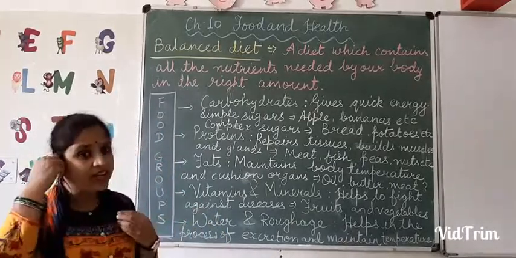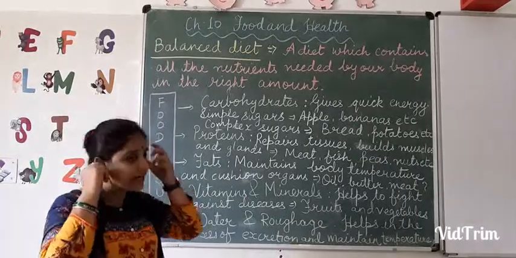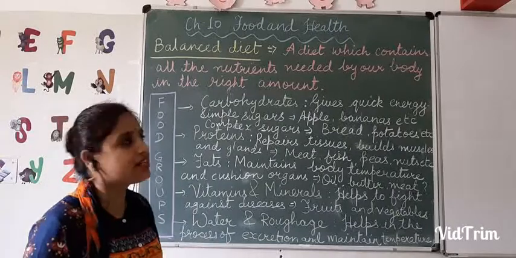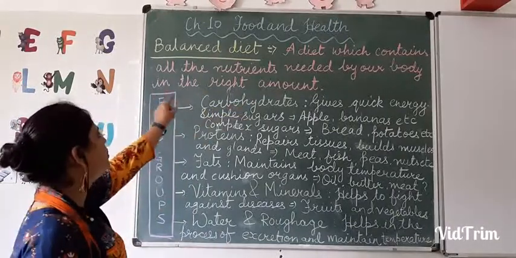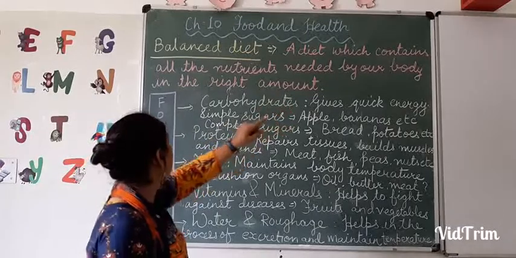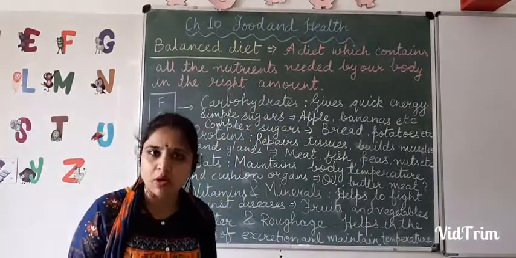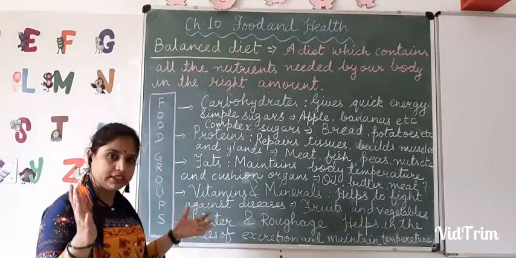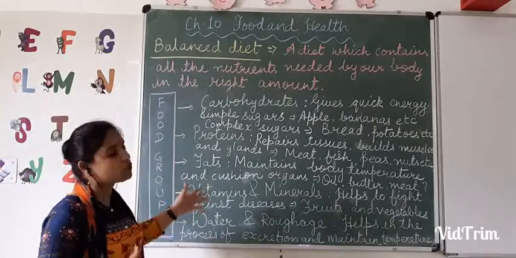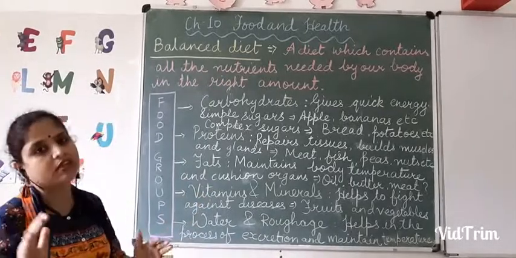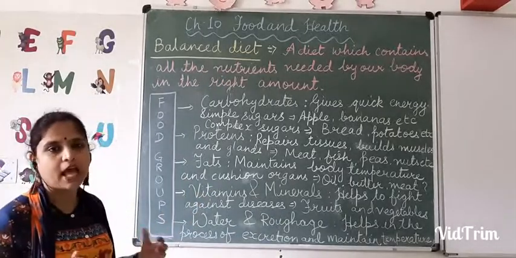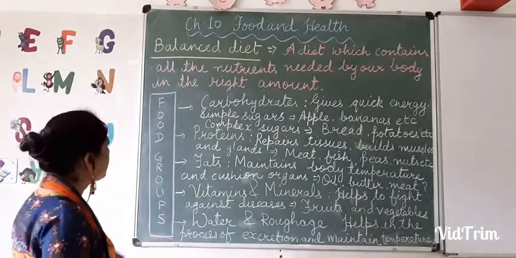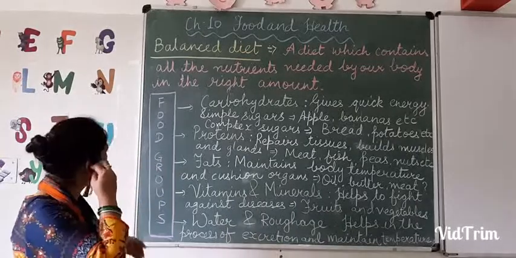So let us start with the balanced diet. That is the first topic of our chapter. So a balanced diet is a diet which contains all the nutrients needed by our body in the right amount. Okay, so when a diet contains nutrients from all the food groups, that will be known as a balanced diet that will provide our body with the proper nutrients. So now you will ask what are food groups?